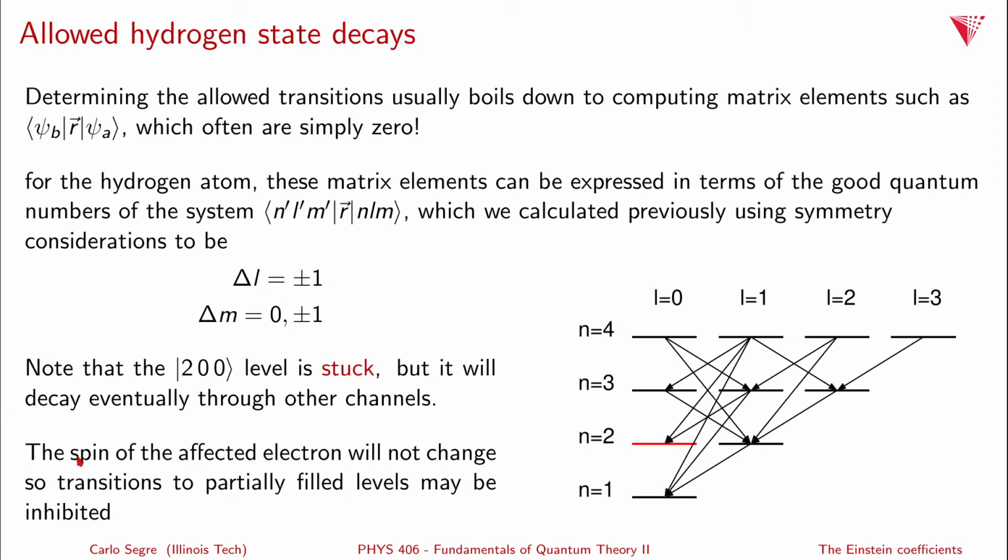So the spin of the affected electron when you have a transition doesn't change. So the transitions to partially filled levels can be inhibited, right? Because the selection rules don't say anything about S or M sub S. They only say about delta M sub L and delta L. So what happens is that if you have some levels that are possible to decay to, but they're filled, that will inhibit the decay.